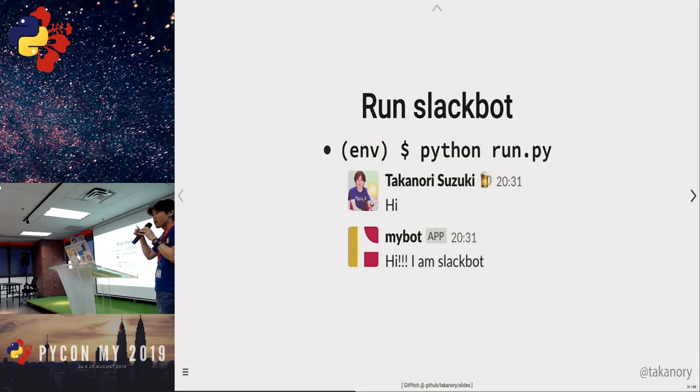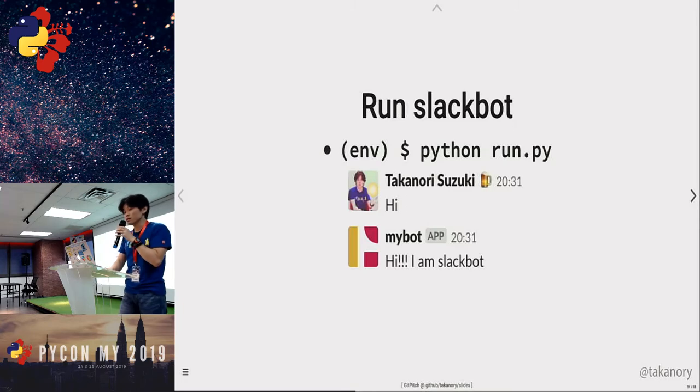Then I run the bot with python run.py and I send a hi message. Then my bot reacts and sends the Hi, I'm Slackbot message. That is a simple interaction. I guess you understood the basic way to make a Slackbot, so we will extend the simple bot. Okay?